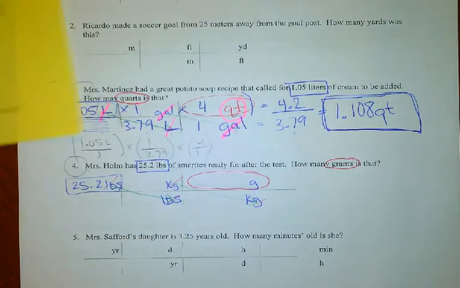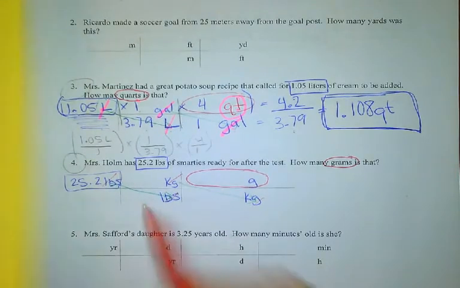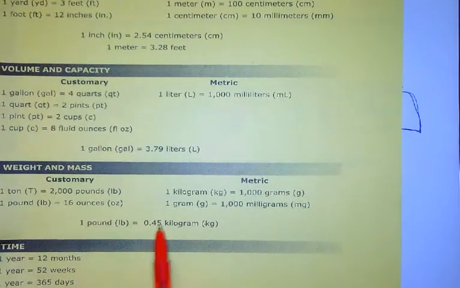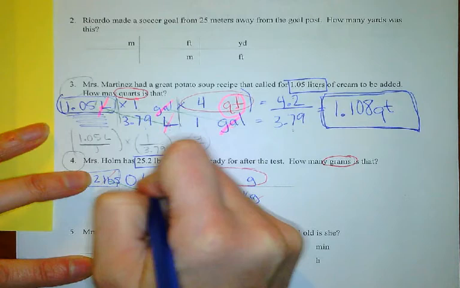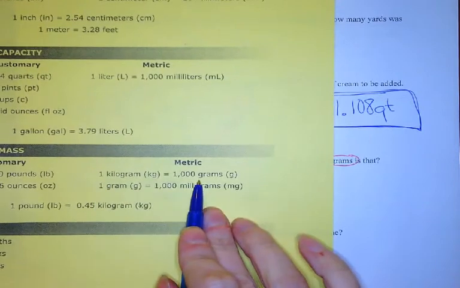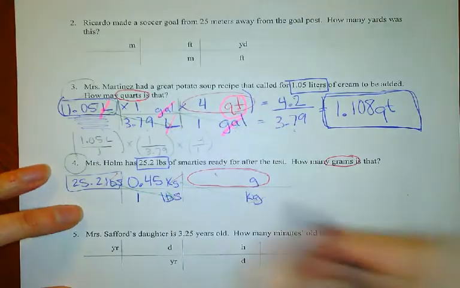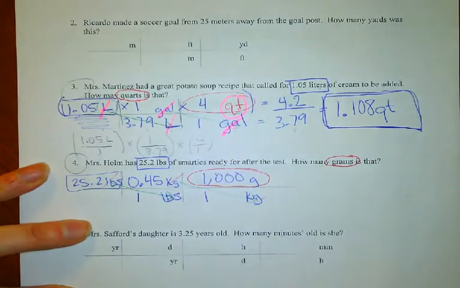Now I can go back and plug in the numbers. Okay. Blank kilograms equals blank pounds, because they have to be equal. So we said 1 pound is 0.45. So I'm going to plug in those numbers. 1 pound on the bottom equals 0.45 kilograms. All right, and then I know 1 kilogram equals 1,000 grams. So 1 kilogram equals 1,000 grams.